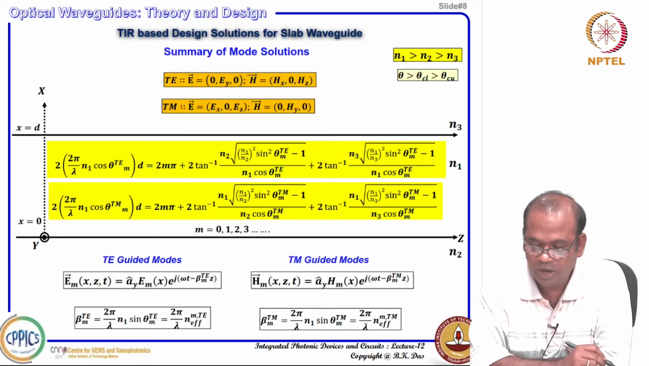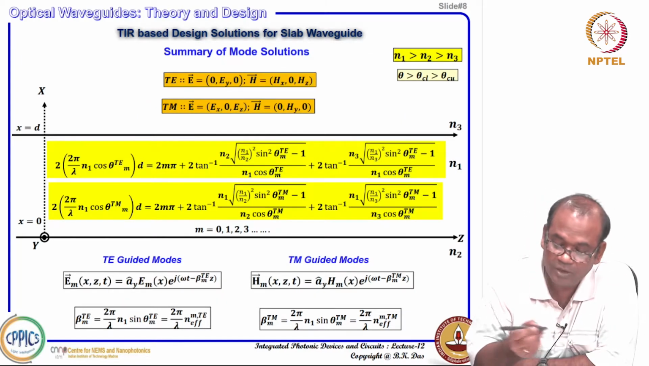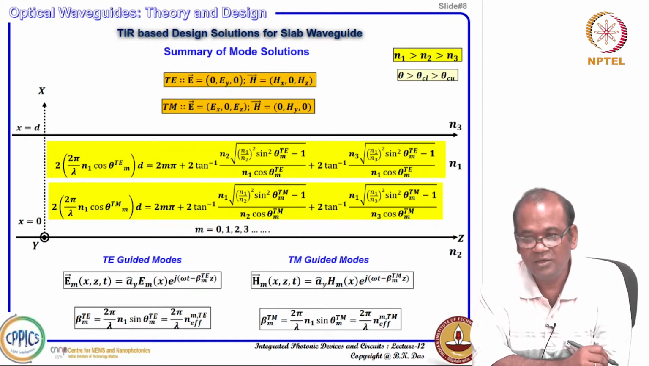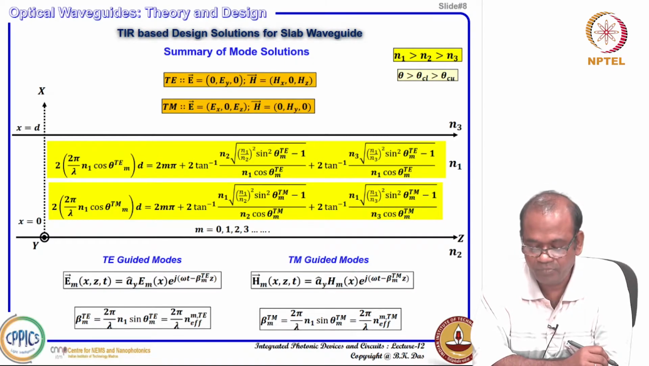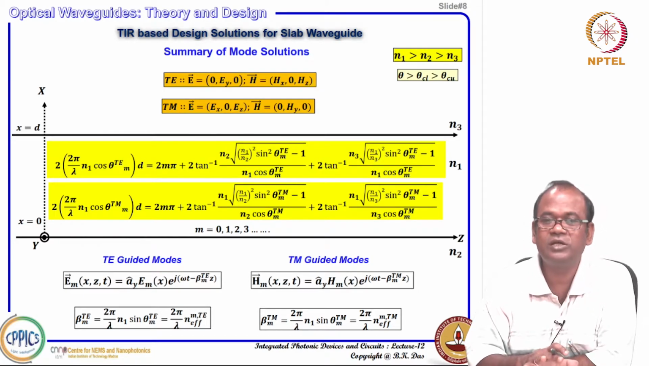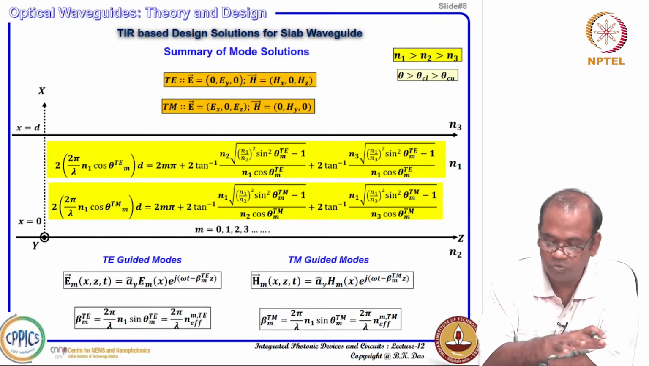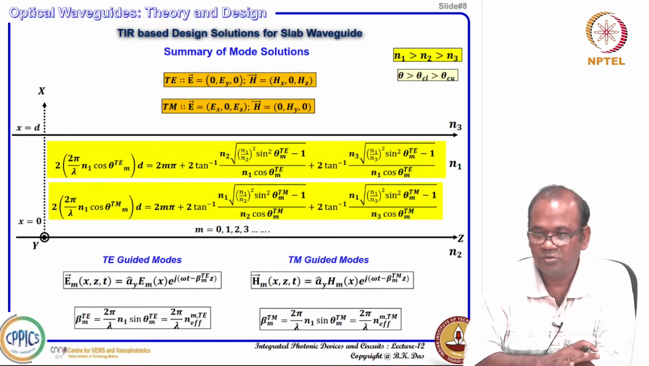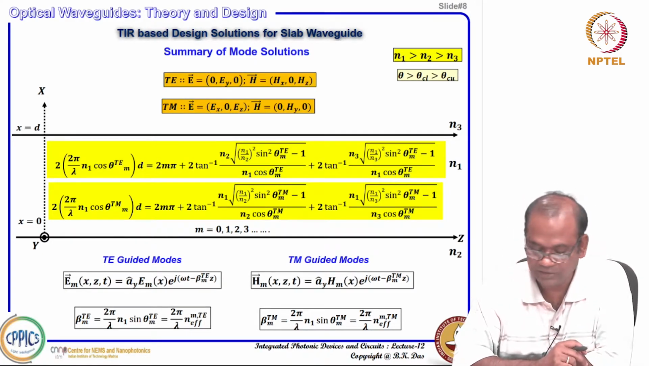Good. Now, whatever we have already discussed earlier for a slab waveguide, how total internal reflection helps to confine light in the core region, and these are the governing equations we discussed in the previous lecture. I have just pulled them here to continue our discussion and analysis.